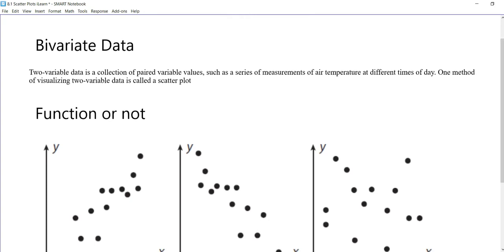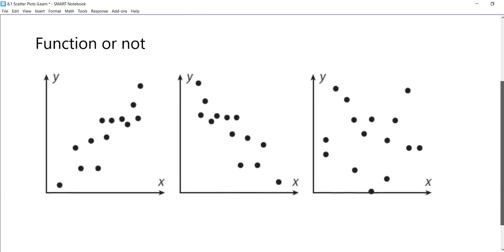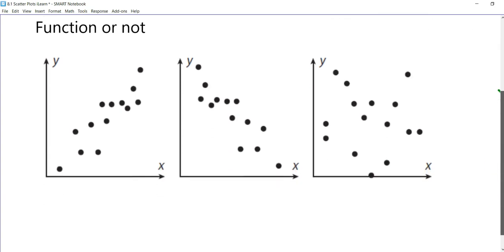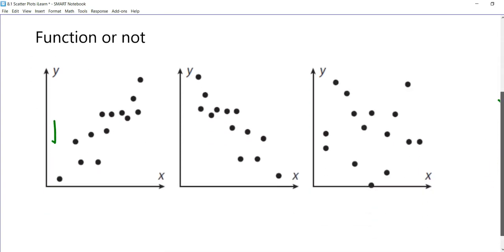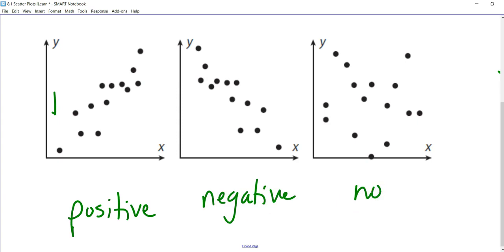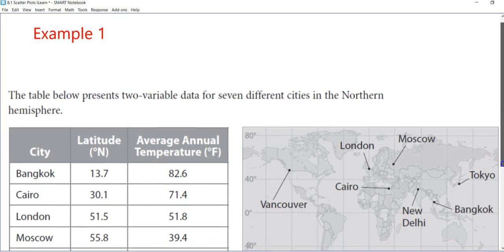All that bivariate data means is a collection of paired variable values that are graphed on a coordinate grid, as you can see here. On these three graphs, notice they are not a function. Most scatter plots are not because the data overlays. However, there are trends. There's something called a positive trend, which is going to be this first graph because it starts low on the lower left and it increases as you move towards the right. A negative trend is the opposite. It's high on the left side and then it goes down. The last graph, we can't really make any lines, so it's going to be no trend.